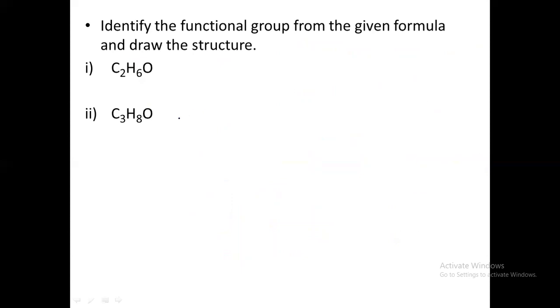Now how to draw the second one? Second one, that is C3H8O. So we know that it's an alcohol. How to draw the structure? Alcohol means the functional group is OH. Now there are 3 carbons, so put 3 carbons in connection with oxygen. Now each carbon should form 4 bonds, so satisfy the remaining valencies with hydrogen. Already 1 bond is there, so 3 hydrogens. Now second one, only 2 bonds are formed, so 2 hydrogens. Third one also has 2 connections made, so 2 hydrogens.